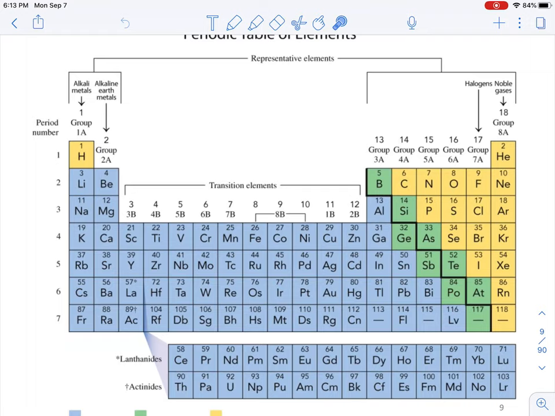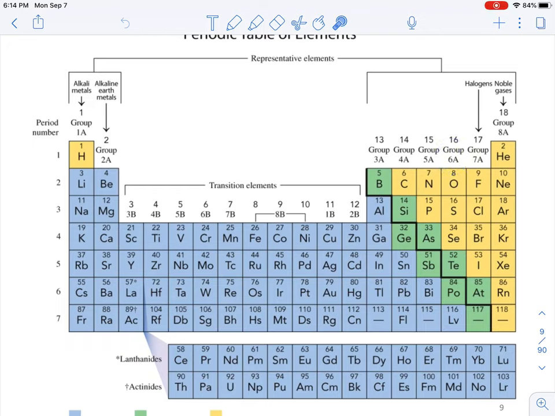So sometimes we can use the name of the element at the very top to describe this whole family. For example, we can sometimes say group 3A or the boron family. When somebody says boron family, you're talking about all of these elements. We can say group 4A or carbon family, which are all of these elements. Group 5A, we can say the nitrogen family. For group 6A, instead of saying group 6A, we can say the oxygen family.